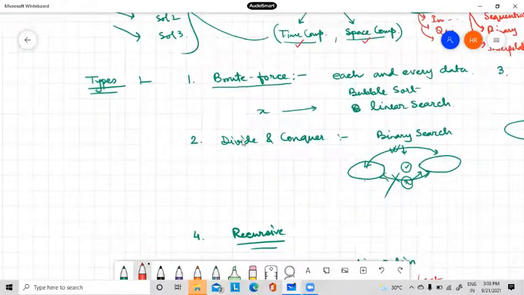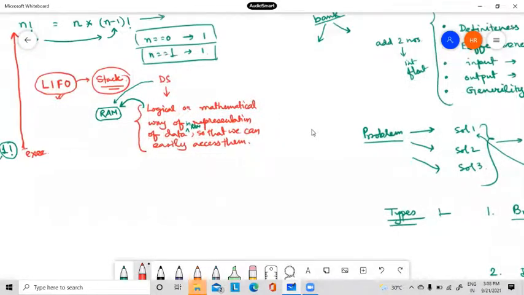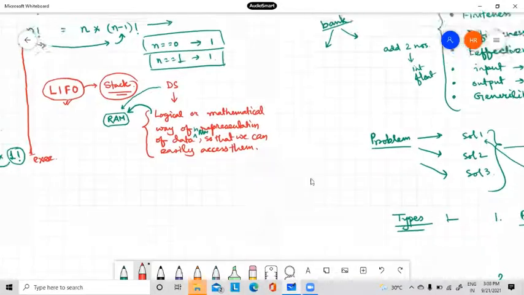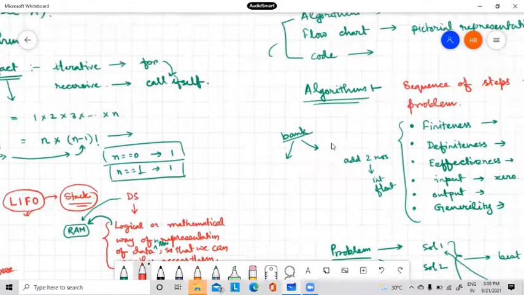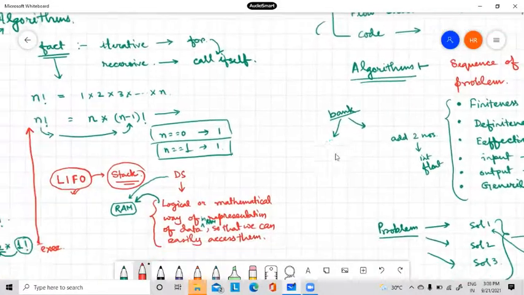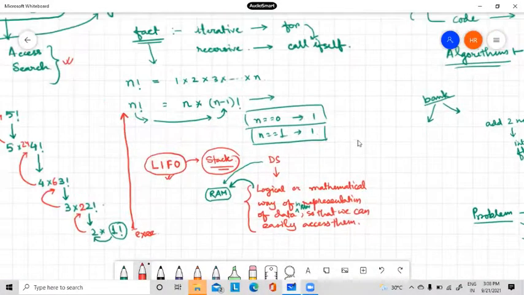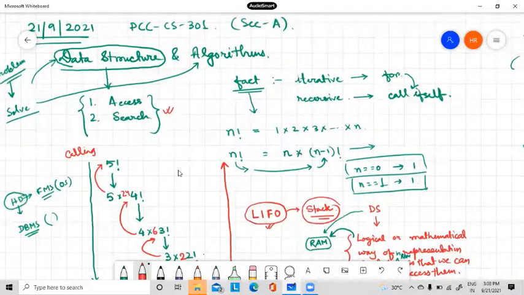I'm not going deep because you have another subject, algorithm analysis, most probably in your next semester. So I'm not going to discuss too much about this. You will learn more about algorithms in your next semester class. Now I will discuss something about data structure.